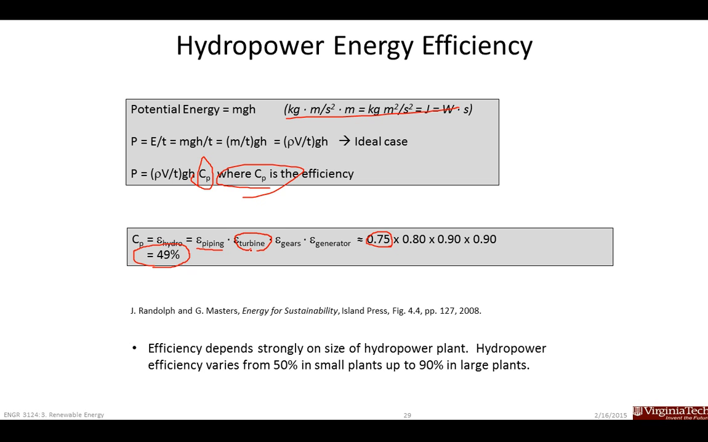The turbine efficiency, you really can't change that. 80% is about the threshold we get. For the gears, 90% is pretty good. You can super cool gears and turbines and the generator to get them up higher, but you lose energy by super cooling, things like that. So these numbers vary very drastically depending on the size of the plant. The larger the plant, normally the higher the efficiency. That tends to be how it works out.